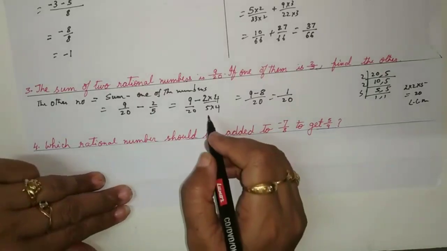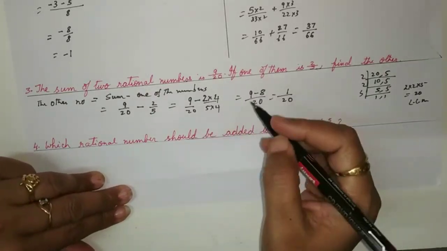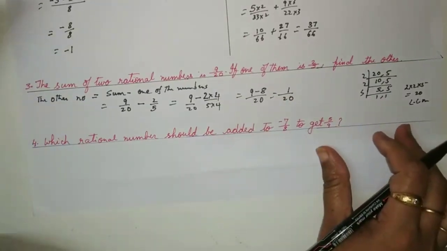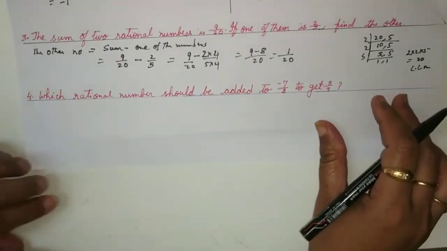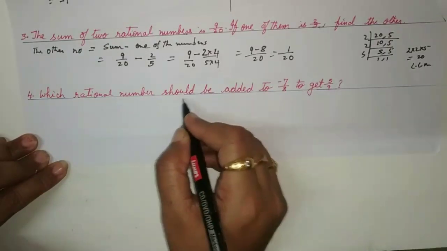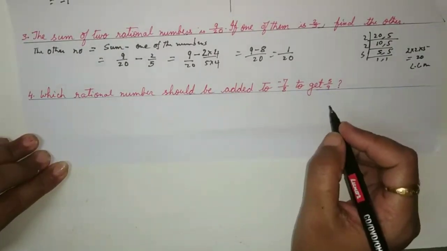We have repeated the steps of subtraction once again. Children, you have done it last year, but it is just a revision once again so that solving the exercise becomes simpler. One more question I've jotted down here. Which rational number should be added to minus 7 by 8 to get 5 by 9?